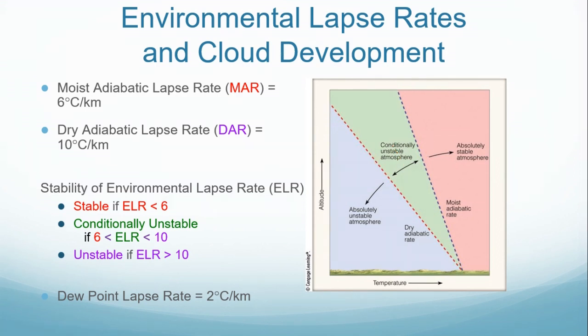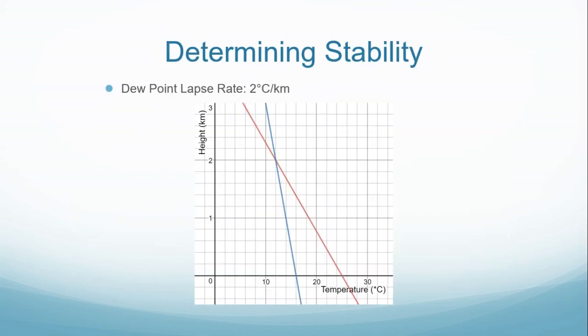Now, the dew point also drops with altitude at a rate of 2 degrees Celsius per kilometer. Let me show you what this indicates for us. Let's say that we have an environment where at the surface it is 25 degrees Celsius. At an altitude of 2 kilometers, the temperature drops to 12 degrees Celsius. That means there's a difference of 13 degrees Celsius, which cut in half means that the environment has a lapse rate of 6.5 degrees Celsius per kilometer. So we're dealing with an average situation.